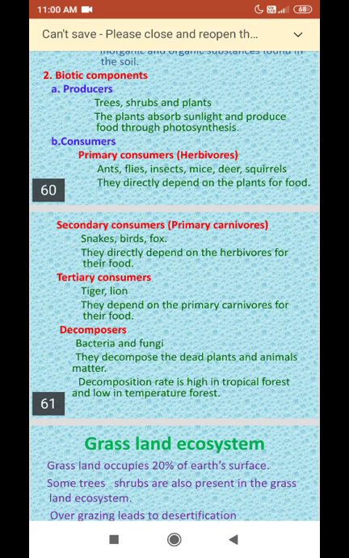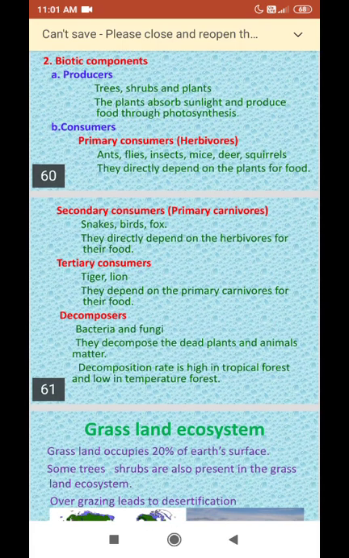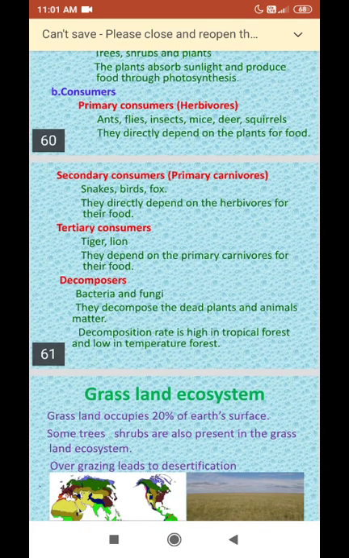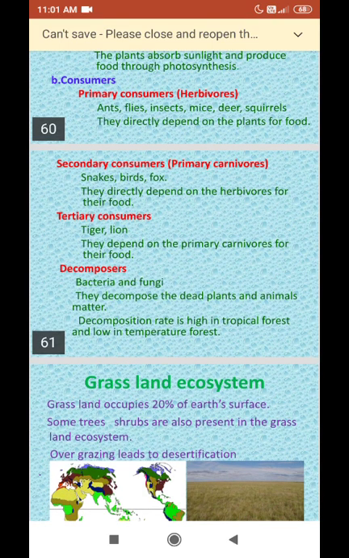And the second one is the consumer, the primary consumer. Here the primary consumers are herbivores like ants, flies, and insects. These get food from the producer. Then the secondary consumer is the primary carnivore. Here the secondary consumers are birds and snakes. They feed on the ants and flies. And then tertiary consumers are tiger and lion. They depend on the primary carnivores for their food.